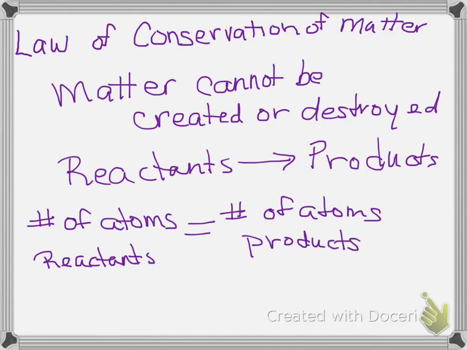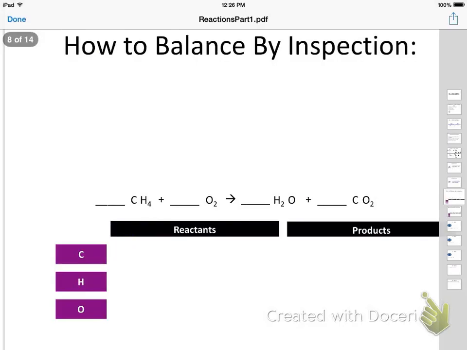So if we put in a certain number of atoms, that same number of atoms has to come out on the other side. Alright, that's why we balance equations. Let's look at what it means to balance an equation. Okay, this slide shows how to balance by inspection. And a couple of things, I guess.